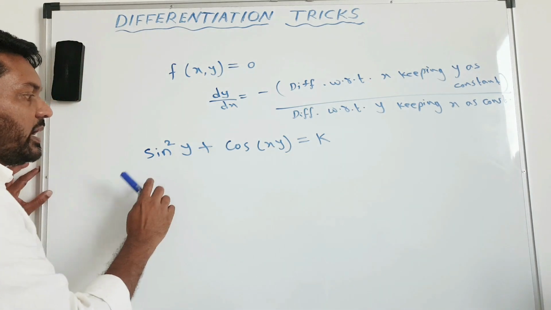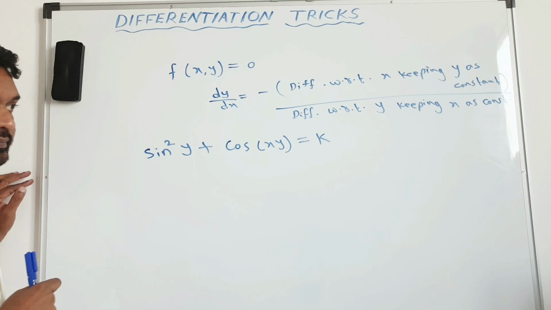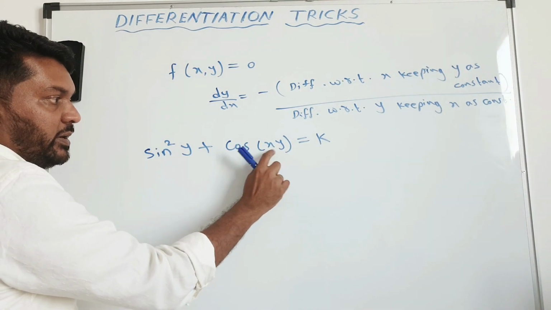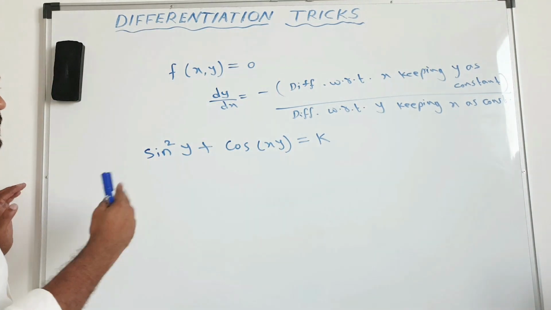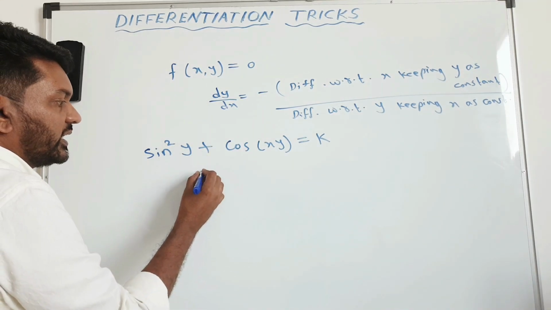Now we will see another example. Sin square y plus cos xy equals k. Normal method, you have to differentiate this term and this term, then again product rule for this xy term. Then open the bracket, take dy by dx to one side. It will take a lot of time. So how to differentiate easily using this method?